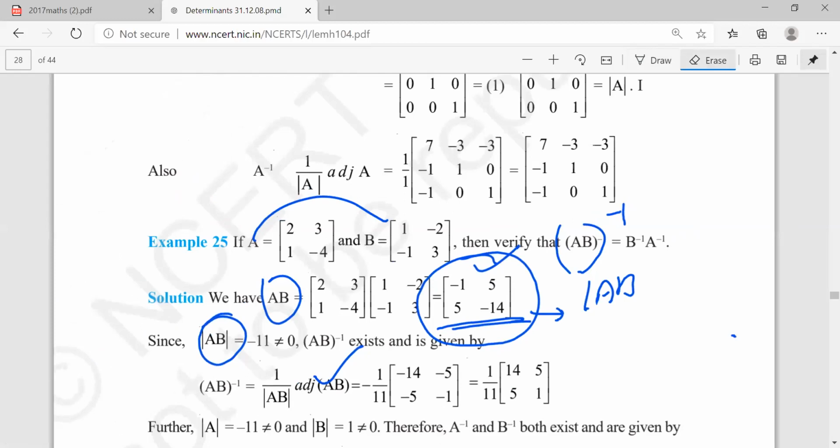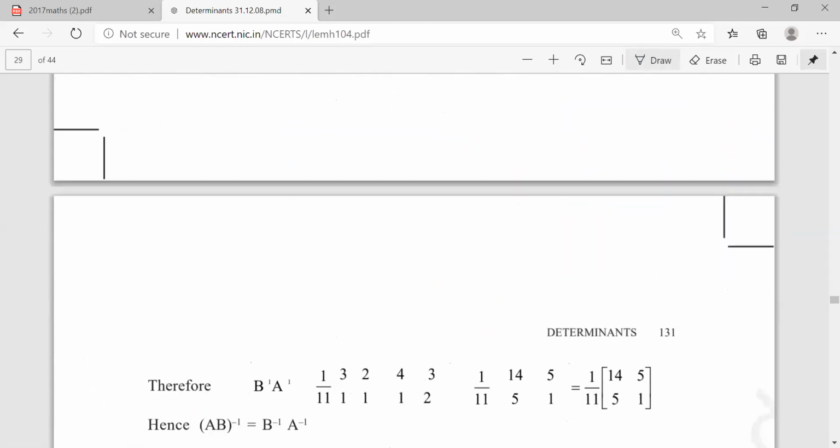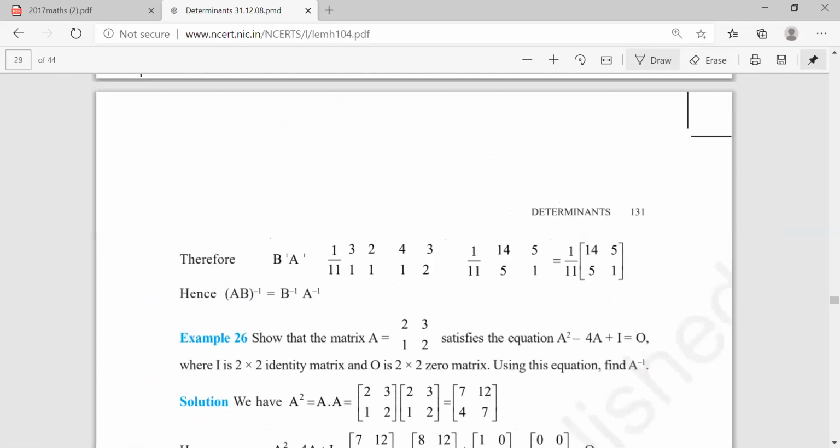And what is B inverse meaning? B inverse in the sense, separately we have to do this. B inverse and A inverse you have to do separately. I know it's very new to you. What is A inverse? As I told you, 1 by determinant of A into adj A. What is B inverse? 1 by determinant of B into adj B. That's it. Fine, that's all.